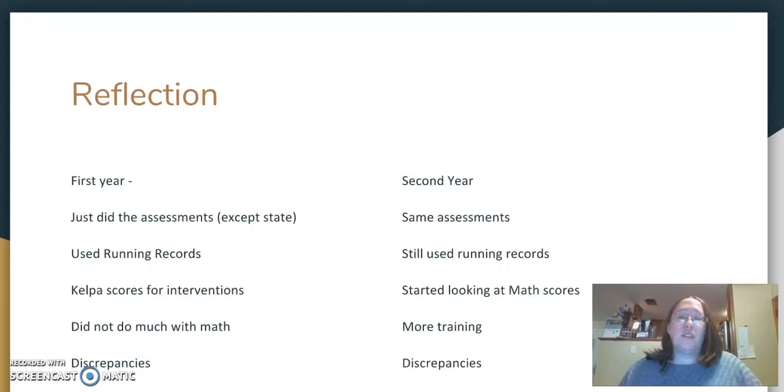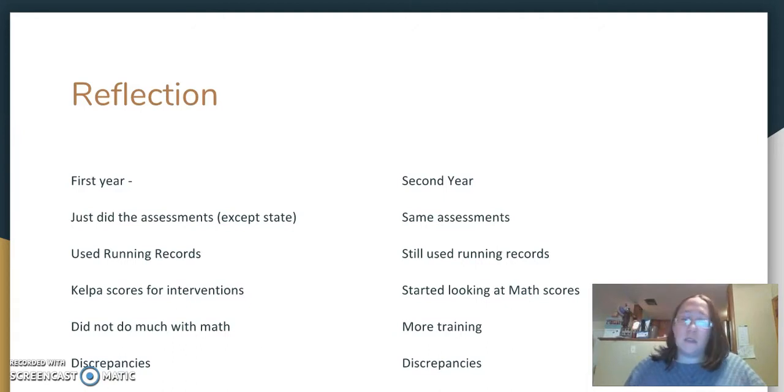My first year I just did the assessments, except the state. I kind of did it because they told me to. I used the running records for my guided reading groups. I didn't do much with any of the other assessments, and didn't really understand them all. The KELPA scores were used for interventions. I did not do much with the math because it was new to the district.